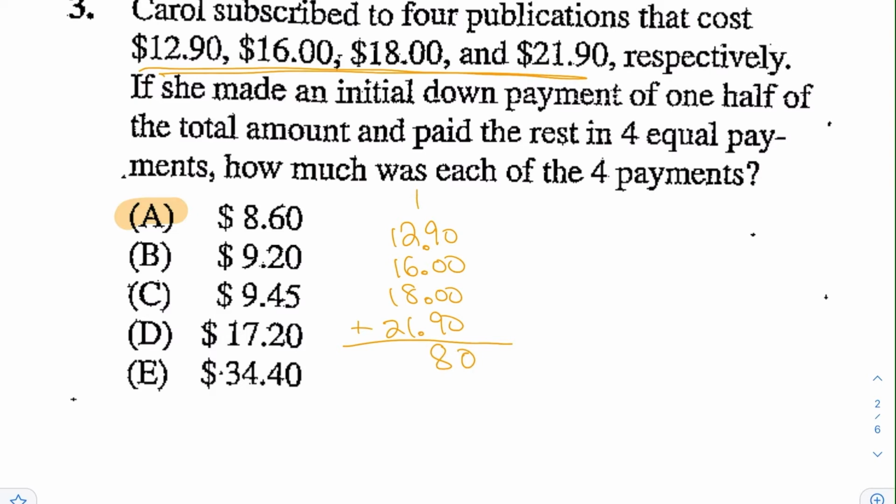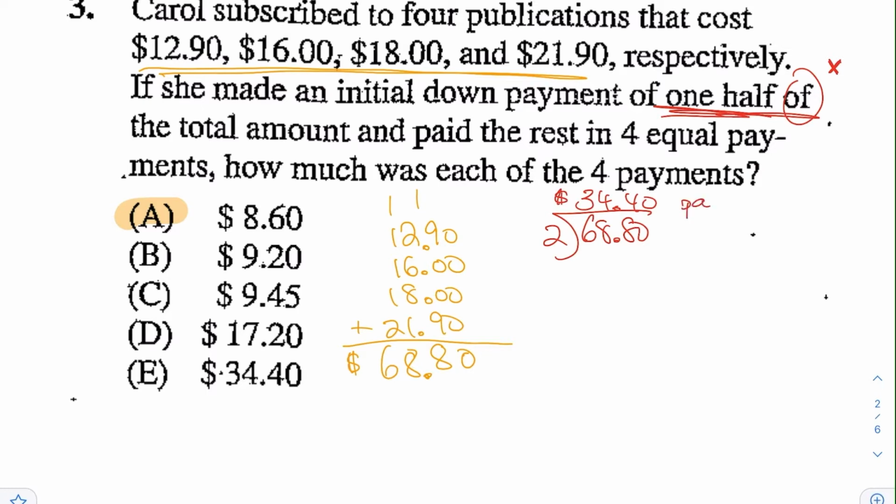Here you have 8 plus 2, which is 10, and then 6 plus 1 plus 1 is 8. That's 18. The total cost is $68.80. Now she makes half of the payment. And of, remember, means multiply. So you'll take 68.80 and divide it by 2. So that's $34.40. And that was paid.